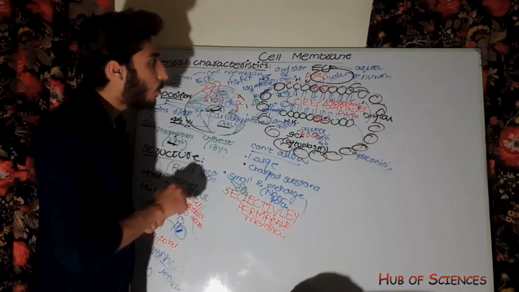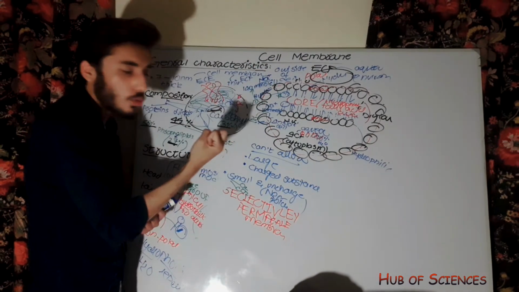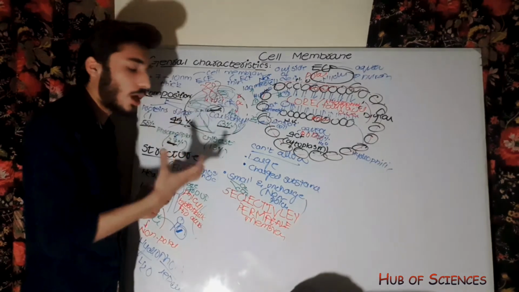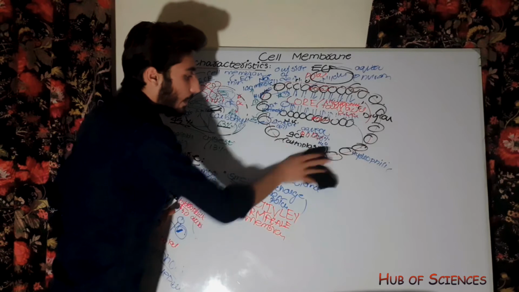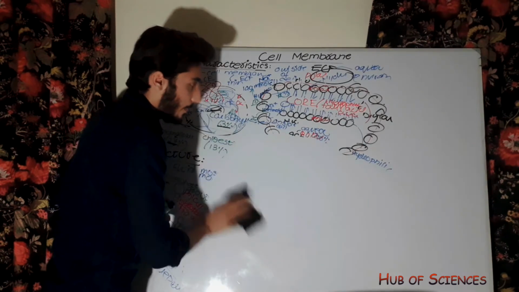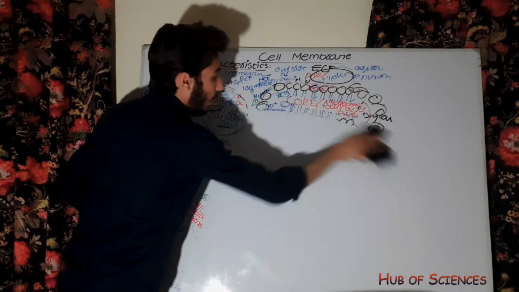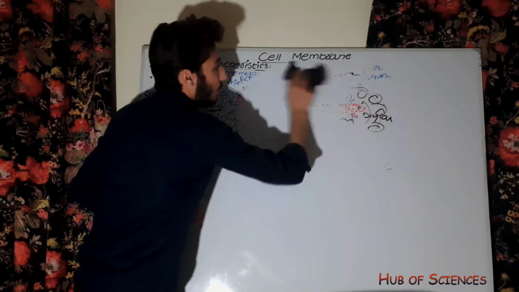So how will these substances, like charged and large substances, gain entry into the cell or go outside the cell? What will be the mechanism? First we have to discuss one more thing about the structure of the cell membrane.